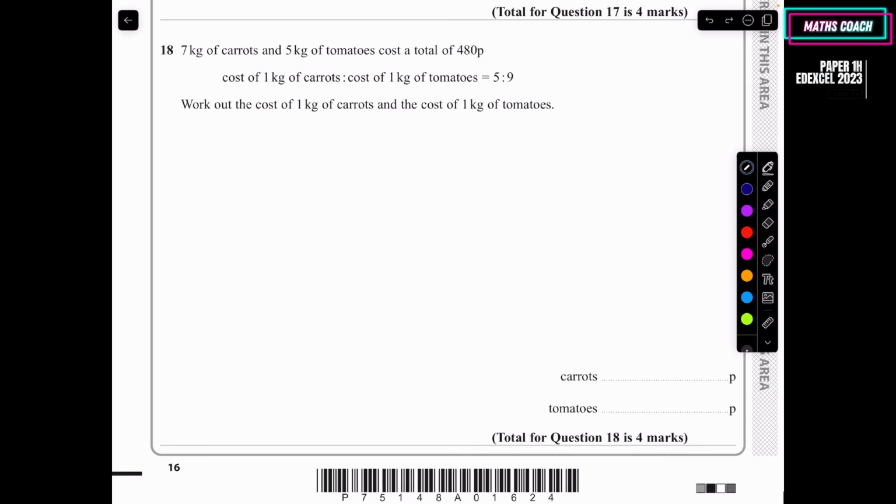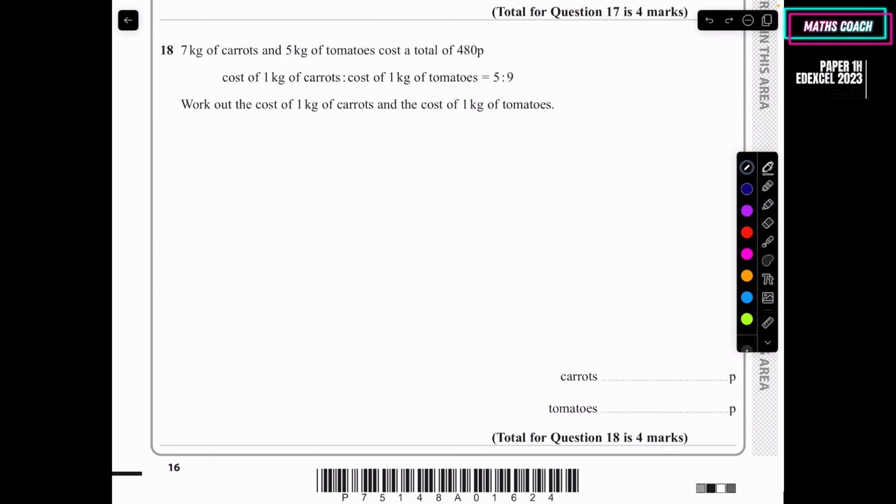All right, question 18. I remember when the students came out of the exam, they were discussing this a lot. 7 kilograms of carrots and 5 kilograms of tomatoes cost a total of 480p. The cost of 1 kilogram of carrots and the cost of 1 kilogram of tomatoes is in the ratio 5 to 9. Work out the cost of 1 kilogram of carrots and the cost of 1 kilogram of tomatoes.